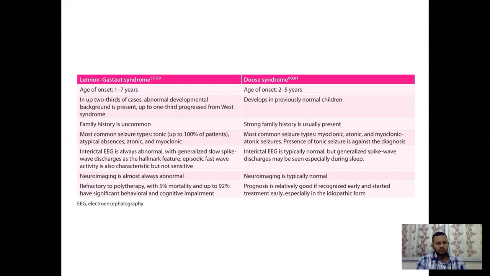Lennox-Gastaut syndrome is refractory to polytherapy, with 5% mortality, and up to 92% have significant behavioral and cognitive impairment. In Doose syndrome, prognosis is relatively good if recognized early and treatment is started early, especially in the pediatric form.